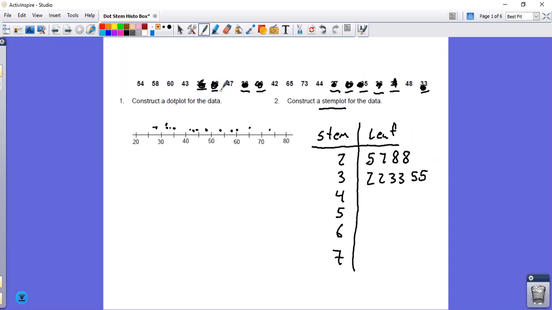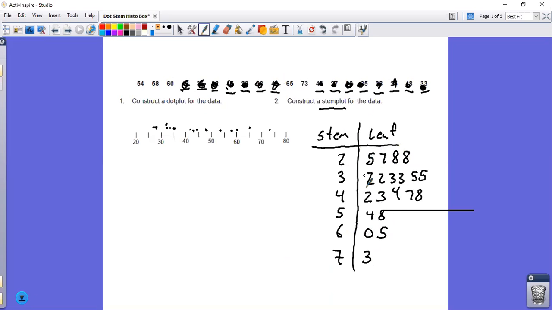40s are 43, 47, 42, 44, 48. So it'll be 42, 3, 4, 7, and 8. 50s are 54 and 58, 4 and 8. 60s are 60, so you do 0 and 65, and then there's a 73. So that's what a stem plot looks like.